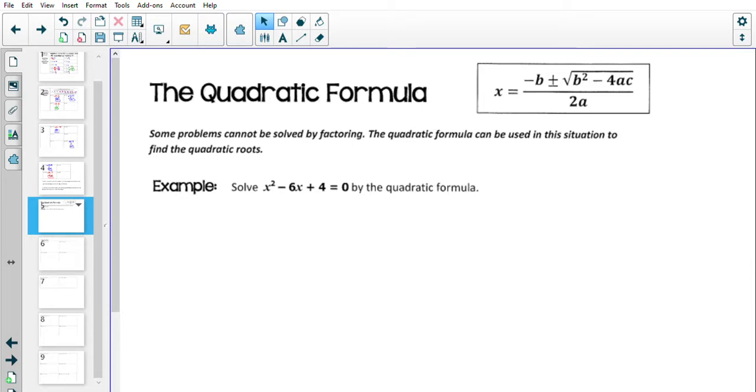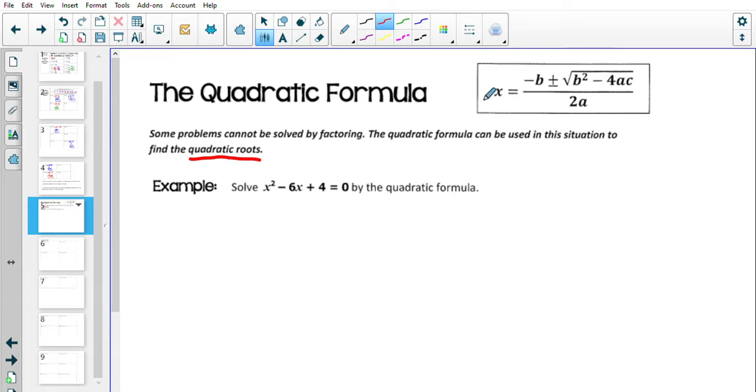All right, guys. So today we are going to talk about the quadratic formula. Now, the quadratic formula, as it says underneath, some problems cannot be solved by factoring. The quadratic formula can be used in this situation to find the quadratic roots. So essentially what we're doing here is we're trying to find our roots or our solutions. We're trying to solve it. We can't do it in a very easy way. And that's what this formula right here is going to allow us to do.